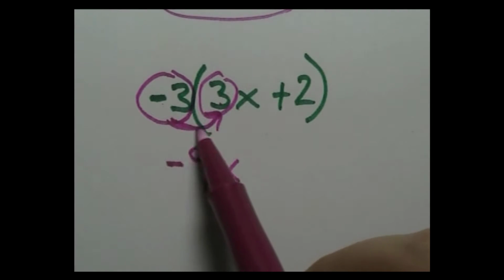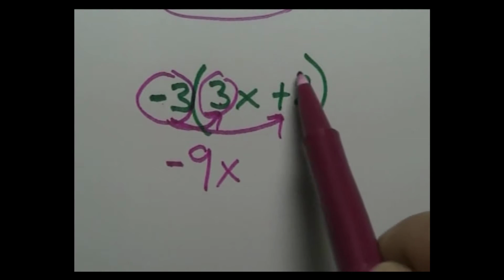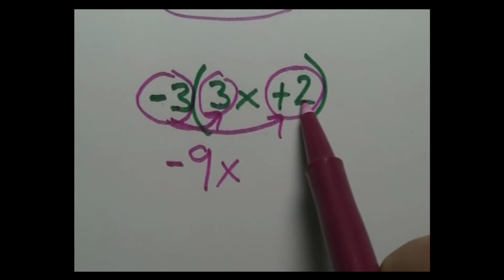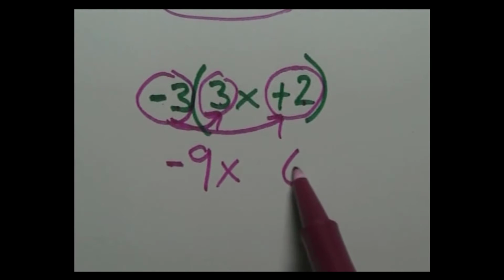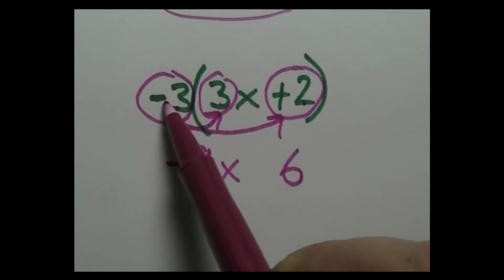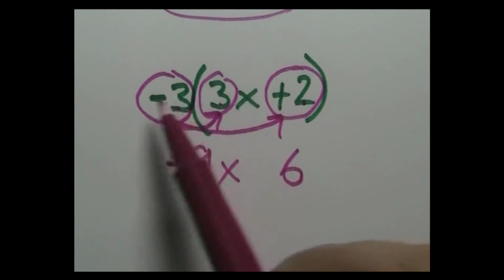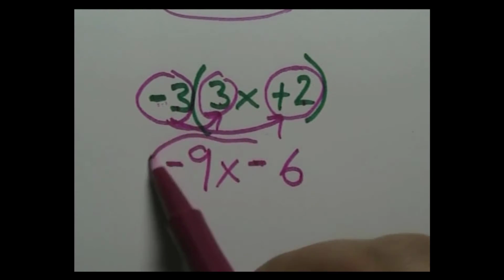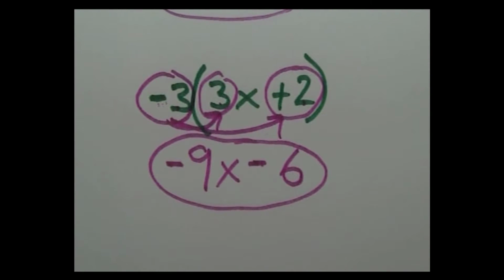Then over here, we have negative 3 times positive 2. 3 times 2 is 6. And there's one negative. So negative and positive. There's only one negative. So it's negative. And that's it.